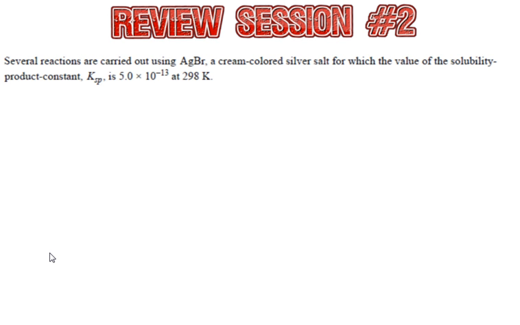Several reactions are carried out using AgBr, a cream-colored silver salt, for which the value of the solubility constant KSP is 5 times 10 to the negative 13th. A, write the expression for the solubility product. See if you can come up with that. Again, you can work with each other and put your tests together. This is not class, this is us reviewing and getting ready as we go.